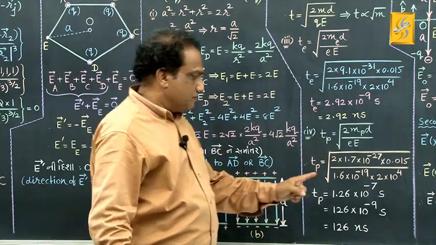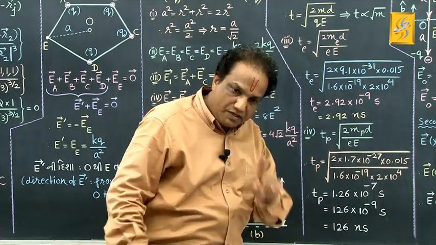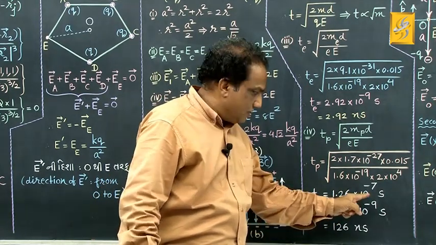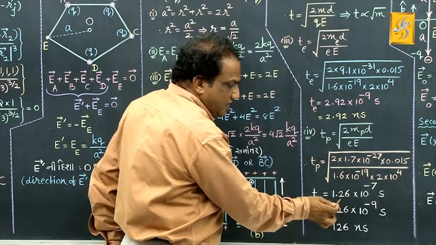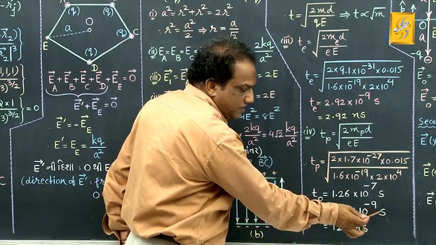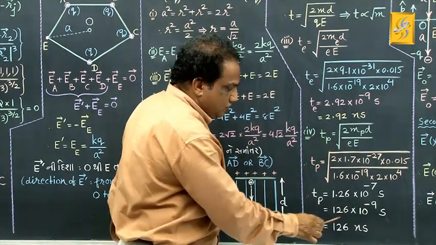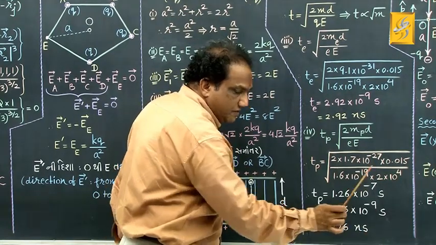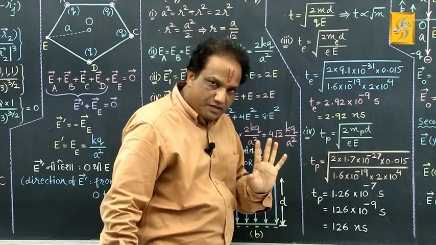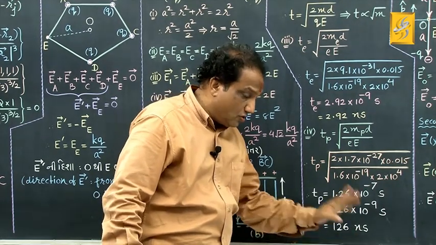Do one thing, you just multiply here by 10 raised to 2 and here you multiply by 10 raised to minus 2. 10 raised to 2 into 10 raised to minus 2 will make 1. When you multiply here by 10 raised to plus 2, it will be 126. When you multiply 10 raised to minus 2 here, it will be 10 raised to minus 9 second, which is nothing but 1 nanosecond. So this is 126 nanosecond. What was the time taken by electron? Just 2.92 nanosecond. Compared to that, the time taken by proton is very large, 126 nanosecond.